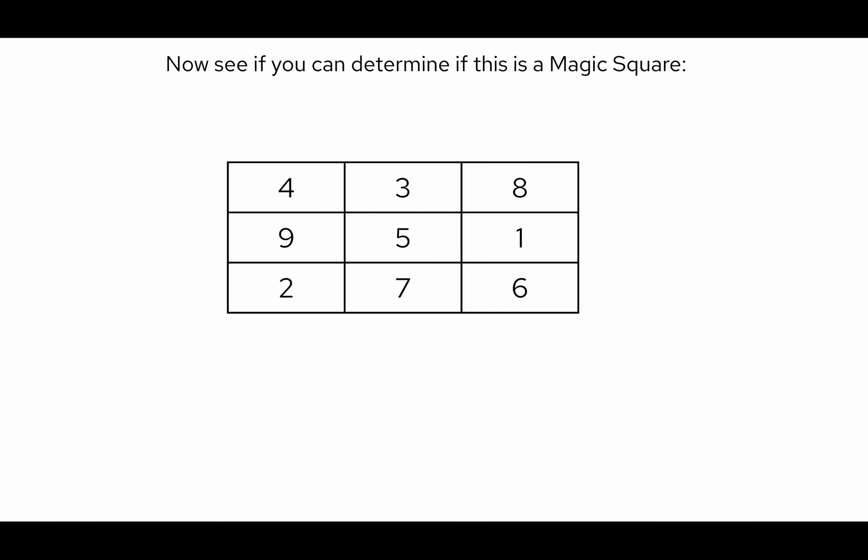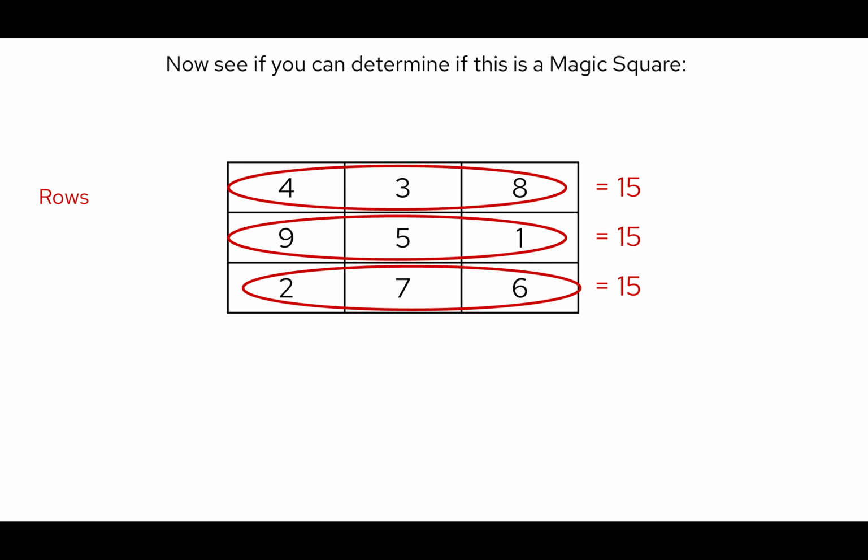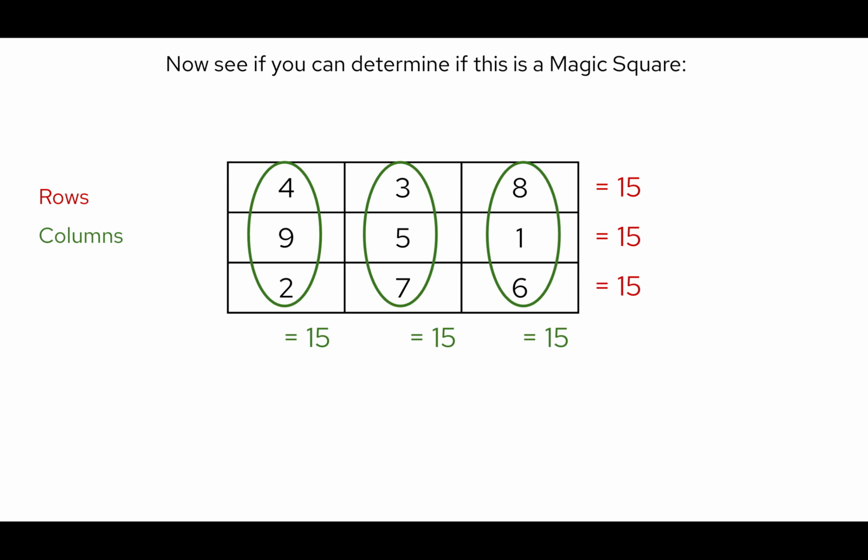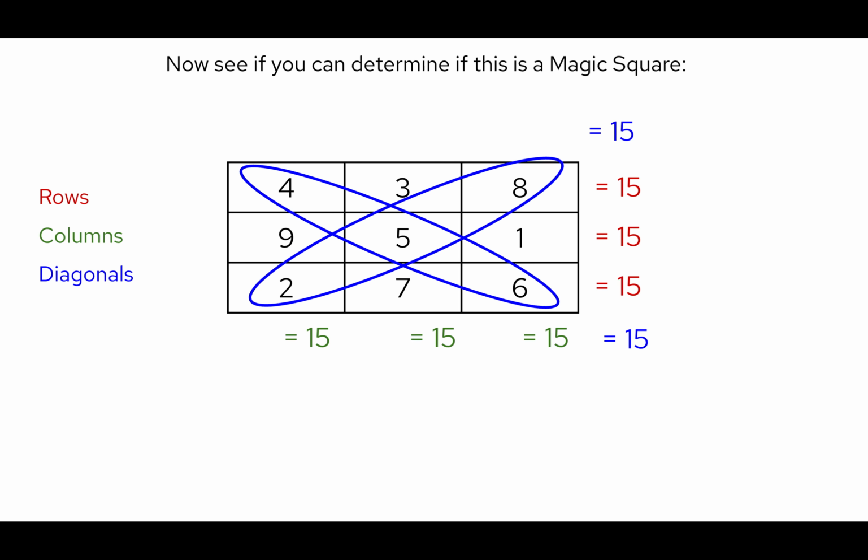Now let's see if this is a magic square. Let's check first with our rows. Our rows add up to 15. 4 plus 3 plus 8 is 15. 9 plus 5 plus 1 is 15. And 2 plus 7 plus 6 is 15. The columns also add up to 15: 4 plus 9 plus 2, 3 plus 5 plus 7, and 8 plus 1 plus 6. And lastly, the diagonals. The sum of 4, 5, and 6 is 15, and the sum of 2, 5, and 8 is also 15. So it's indeed a magic square.